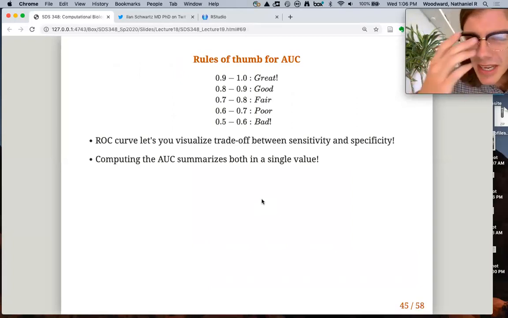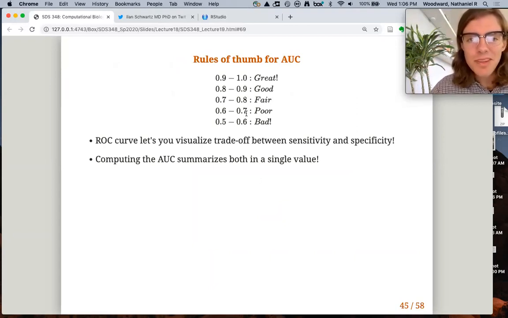So here's some rules of thumb, right? Kind of like for the clustering where you looked at the silhouette width, you can think of anything between 0.5 and 0.6 as pretty bad, pretty close to flipping a coin as your classifier. Not good. Anything that's above 0.8 is probably pretty good, right? So you can cut them off into these little 10% bands. If it's above 0.9, it's awesome. Between 0.8 and 0.9, it's good. Between 0.7 and 0.8, fairish. Between 0.6 and 0.7, poor but not chance. And close to 0.5 is just chance. Your model isn't predicting well at all.